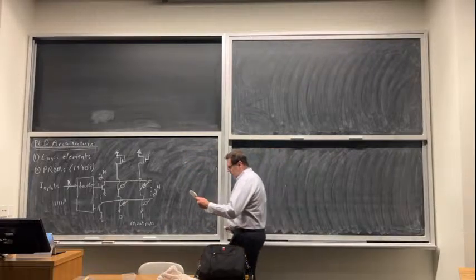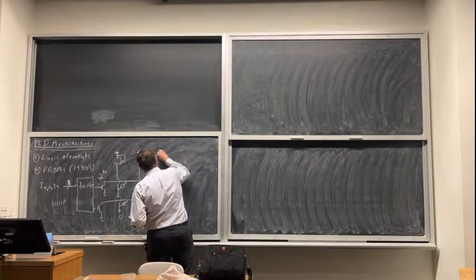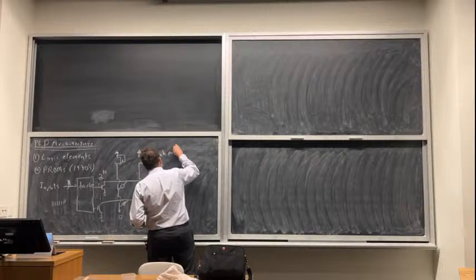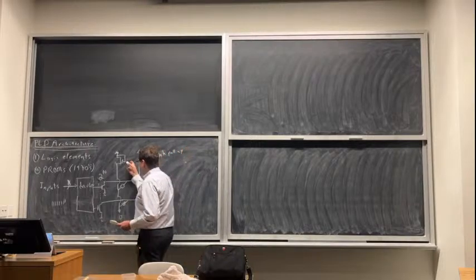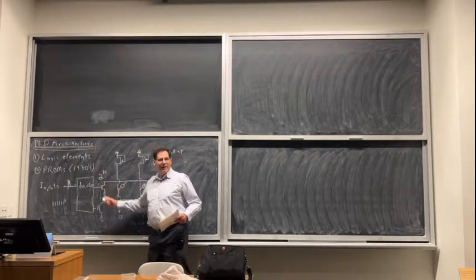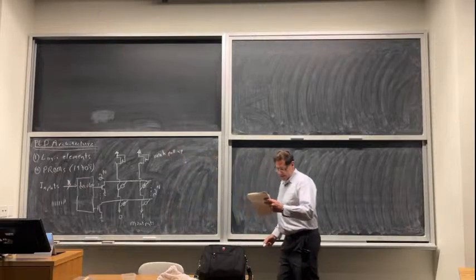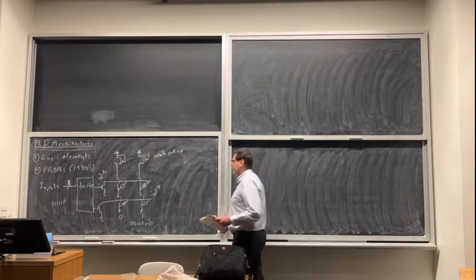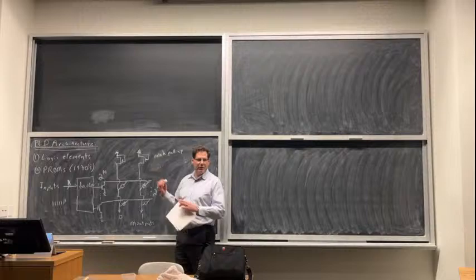So this is a weak pull-up, meaning that it will lose if it's fighting this. And you make it a weak pull-up by doing things like making it minimum width and maybe making its channel extra long.